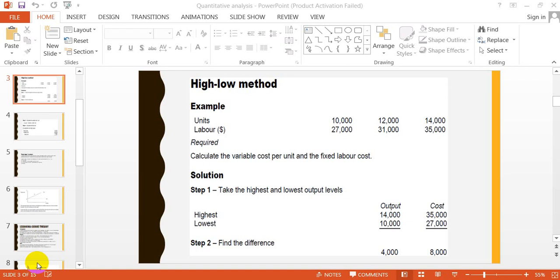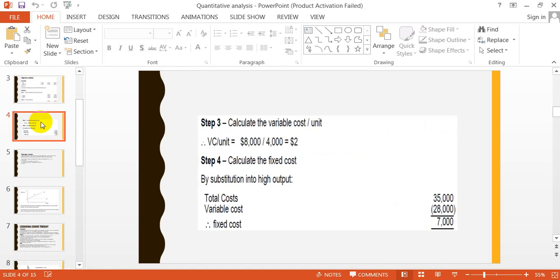So then you subtract. In this case, the 14, that's what we've chosen, and the 10. Subtract the 10 from the 14 to give you 4,000. Then the corresponding 35, you subtract the corresponding 27 to give you 8,000. The 8,000, you divide by the 4,000. Remember, when dividing, the money is always on top. So 8,000 divided by 4,000 will give you your variable cost per unit, which is 2.